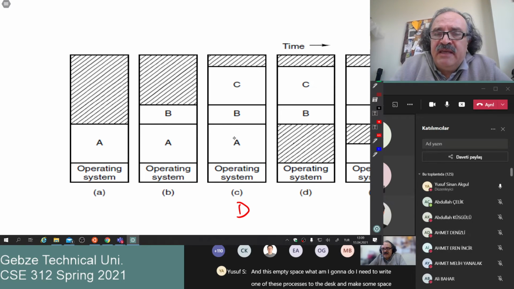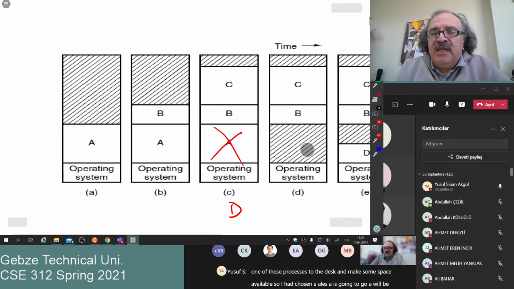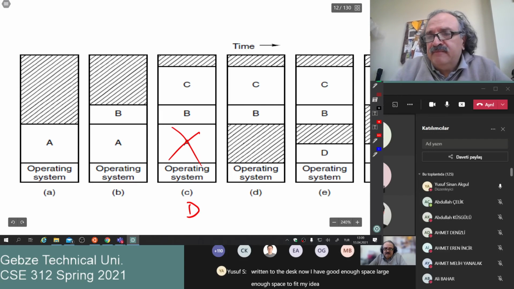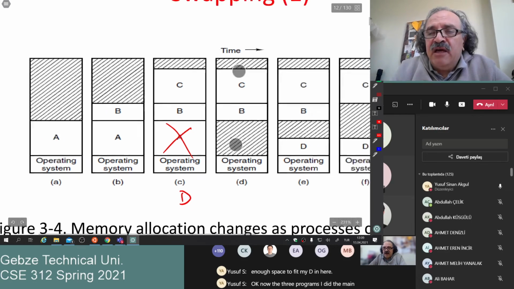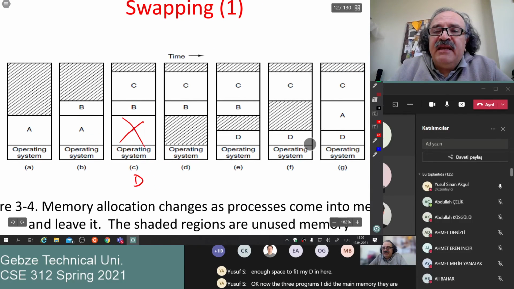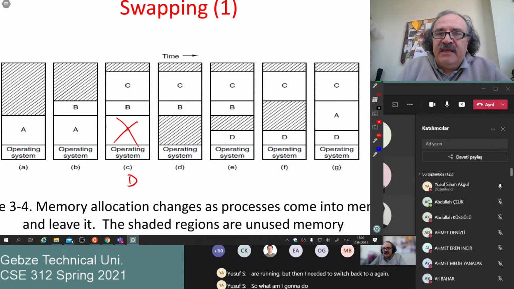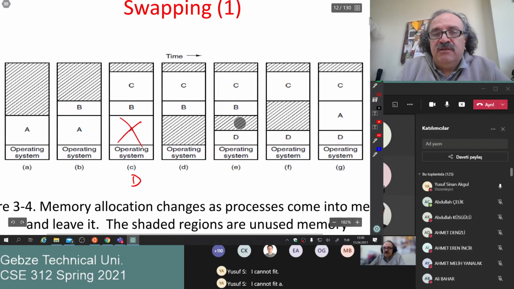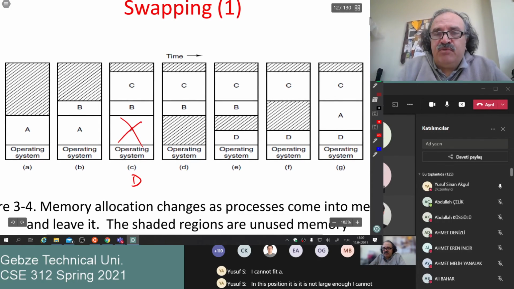So I choose A. A is going to go. A will be written to the disk. Now I have a large enough space to fit my D in here. Now three programs are in the main memory. They are running, but then I need to switch back to A again. So what am I going to do? I cannot fit A in this position. It is not large enough.